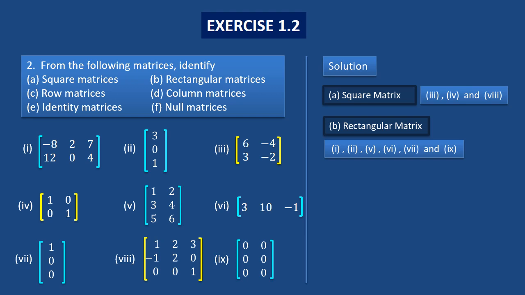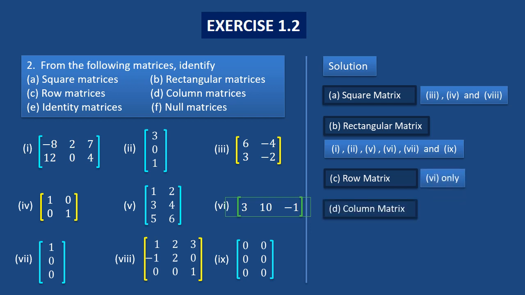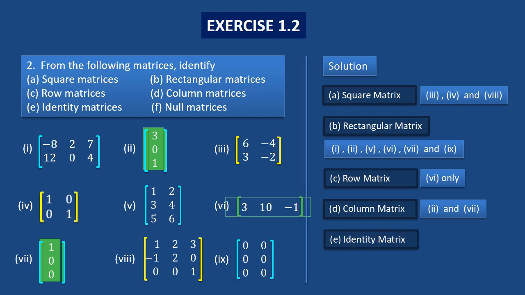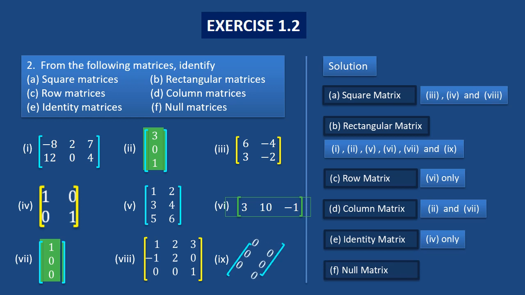They are rectangular matrices. A row matrix consists of only one row, so matrix number 6 is a row matrix. A column matrix consists of only one column, so matrix number 2 and 7 are both column matrices. Identity matrix is matrix number 4. Null matrix is matrix number 9.